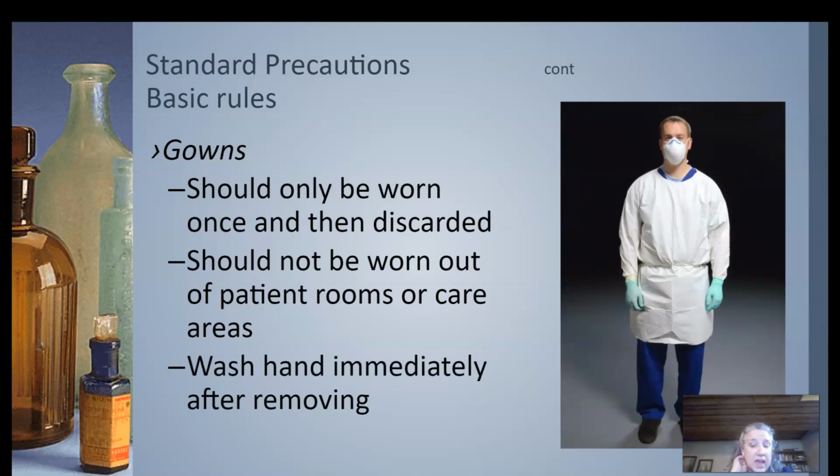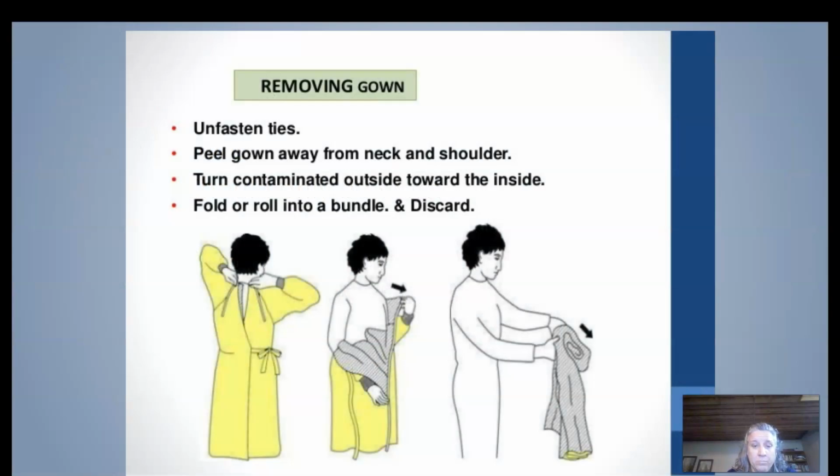Also, when you wear gowns, as you can see on the picture on the screen, his gloves cover the cuffs of his gown, and that's important. You also want to make sure that happens so that you don't have any skin that shows there. So when you remove your gown, you're going to unfasten your ties first, and then you're going to work it off from your arms. And as you take it off, you're going to fold it into each other so that the contaminated part is on the inside, and then you're going to roll it up and discard it into the trash can. And it's also important that you just place it into the trash can and that you're not throwing it into the trash can.